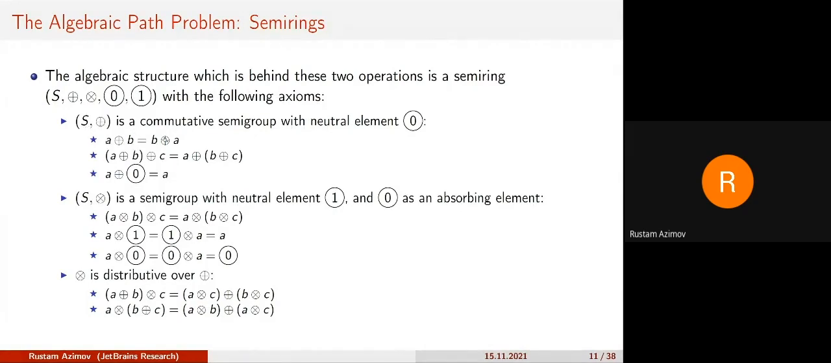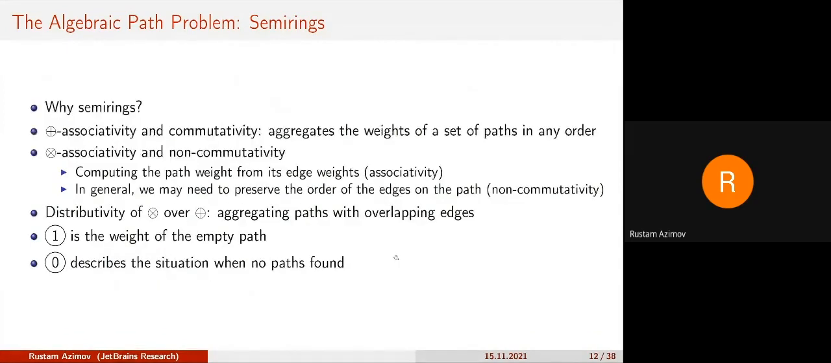First, we have commutativity and associativity of the plus operation, some axioms for neutral elements, associativity of the multiplication operation, and distributivity. But why do we talk about semirings? Why are these axioms natural for any path problem? Let's see. First, start with associativity and commutativity of the plus operation.